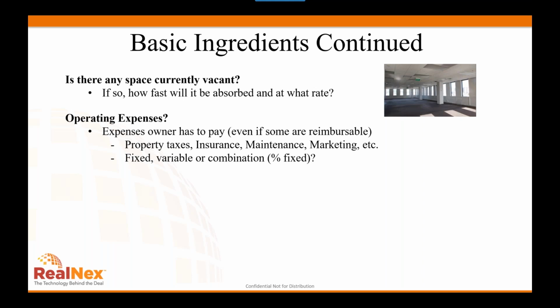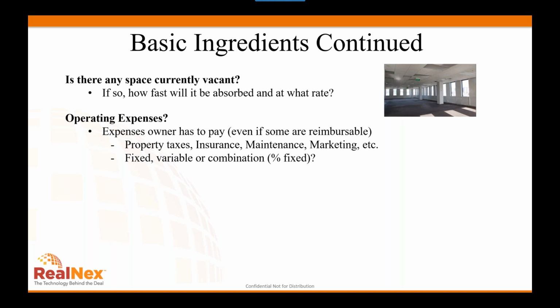Then your operating expenses. When I talk about the operating expenses, we have to be careful we don't mix that up with the reimbursements. Some of these expenses may be reimbursed, but we still have to pay them. We're just going to get reimbursed for them. So here we're going to put in all the expenses, even if some of them are reimbursable, unless they're expenses directly paid by the tenant. But assuming we're paying the expenses and then getting reimbursed somehow for them, we need to include it in the operating expenses. So these would be things like property taxes, insurance, maintenance, marketing.